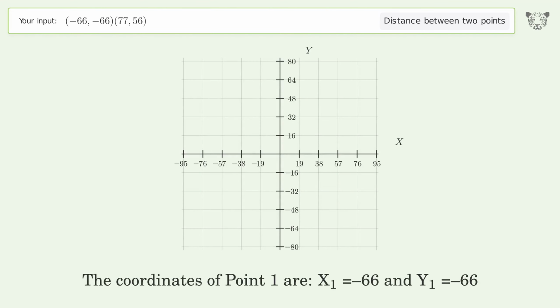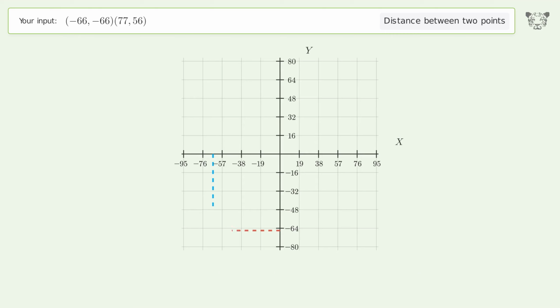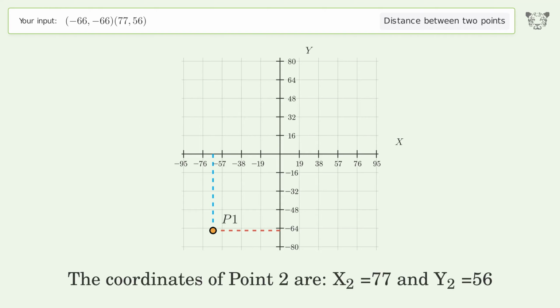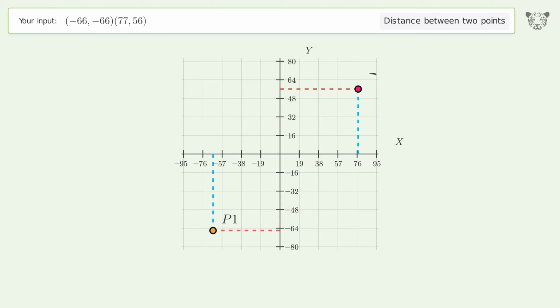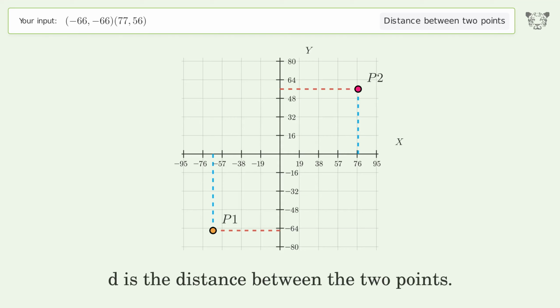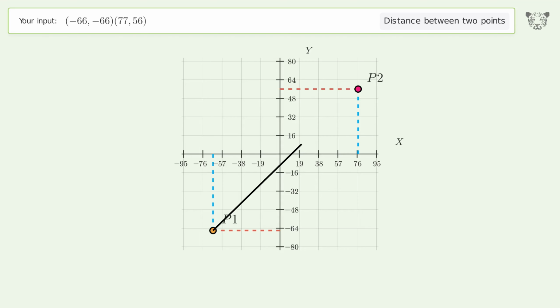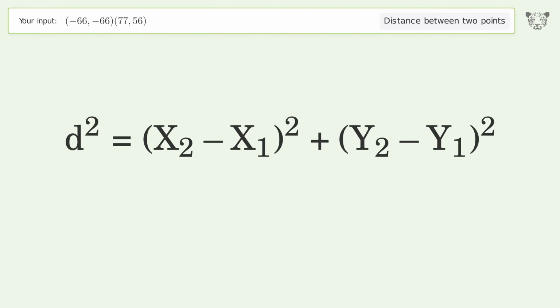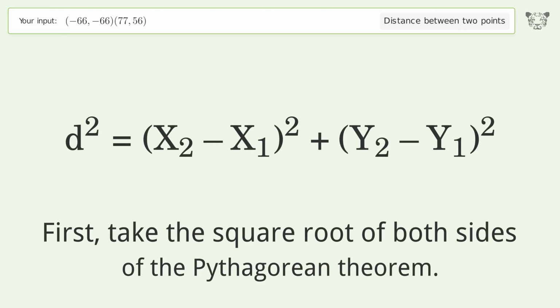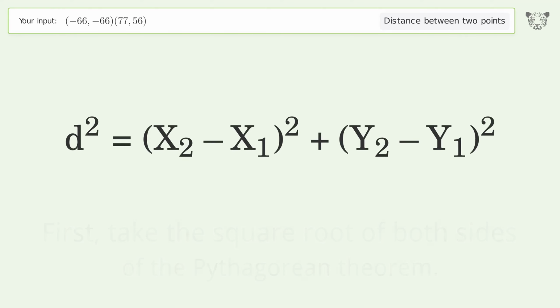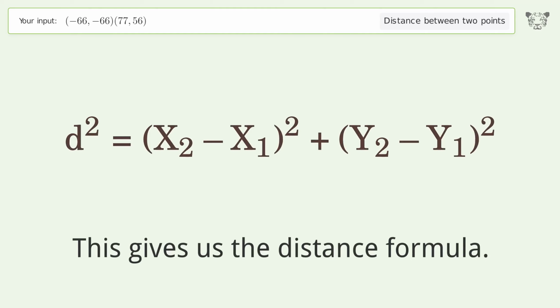The coordinates of point 1 are x1 equals -66 and y1 equals -66. The coordinates of point 2 are x2 equals 77 and y2 equals 56. D is the distance between the 2 points. First, take the square root of both sides of the Pythagorean theorem. This gives us the distance formula.